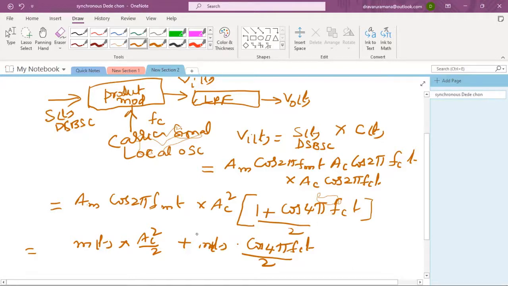So there are two products here. One is the message signal and the second one is cos 4 pi fc t. This term is nothing but cos 2 pi into 2fc. So this term is the 2fc term. It is the high frequency term. So when we apply this signal to a low pass filter, this term will be attenuated by the low pass filter. It is passing only the message signal m(t) into Ac square by 2, which contains the message signal. The message signal is recovered back.